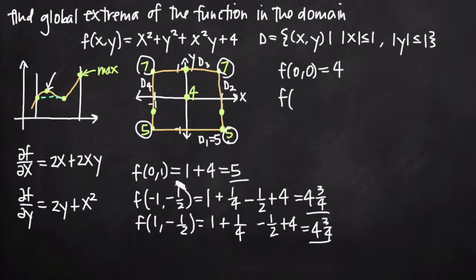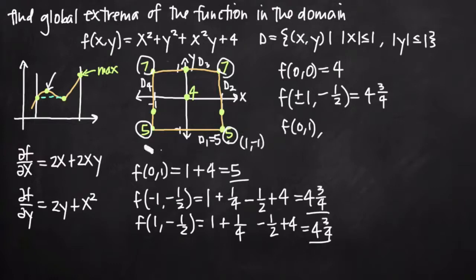So the y values are the same. The x values are positive and negative 1. So we can list this as plus or minus 1, comma, negative 1/2. These 2 critical points have a value of 4 3/4. We have 3 critical points that have a value of 5. F of 0, 1, so we'll say f of 0, 1, which is equal to 5, comma, we have these 2 coordinate points here which are corners. This is 1, negative 1, and this is negative 1, negative 1.